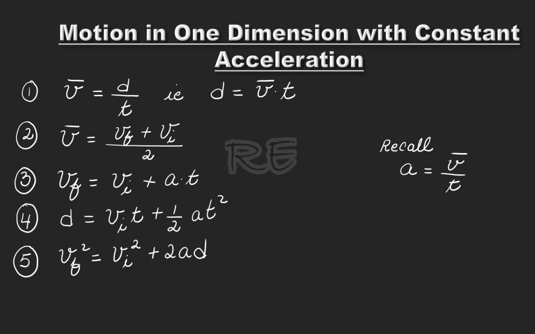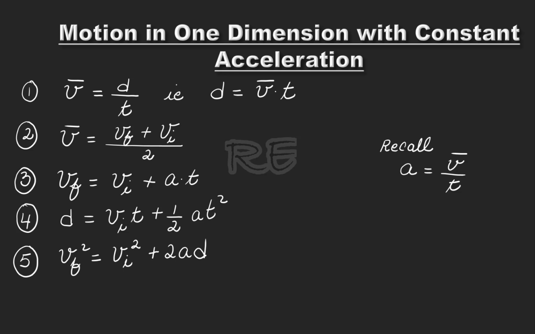In conclusion, these are the formulas that we have. Average velocity is equal to displacement divided by time. We cross multiply. Displacement is average velocity times time. Another formula for average velocity is final velocity plus initial velocity divided by 2, Vf plus Vi divided by 2.